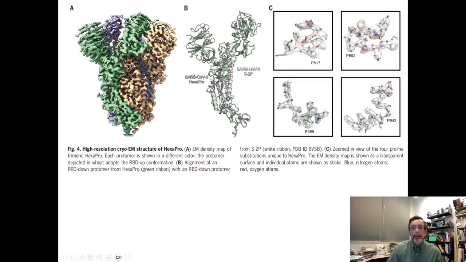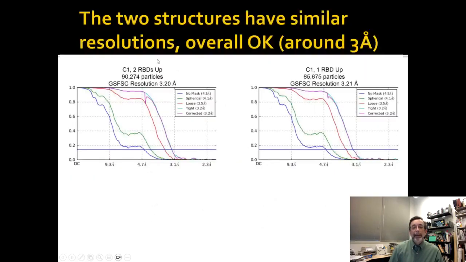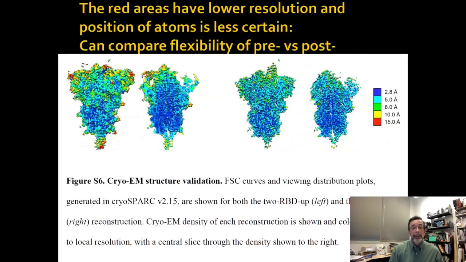They can be up or down. This is what you want to look at the paper to try to figure out, what does this mean? 2 RBDs up. This is a different conformation, 1 RBD up. These are very similar resolutions when you get down to it, but they distribute differently among the different proteins. And so you can look at this.